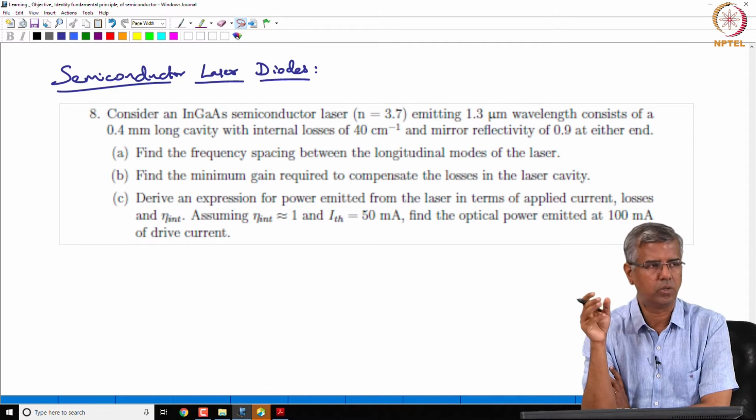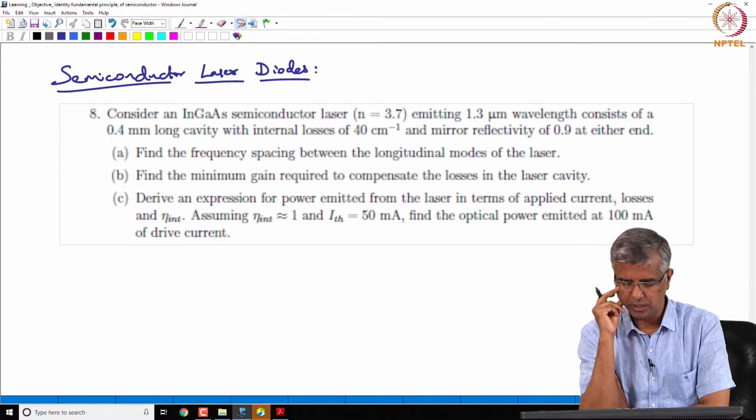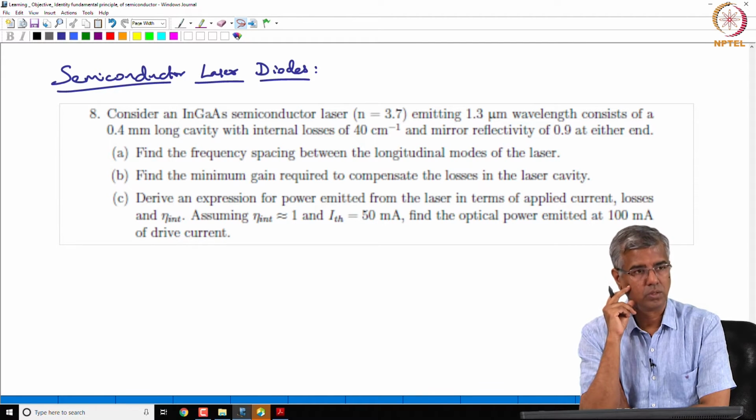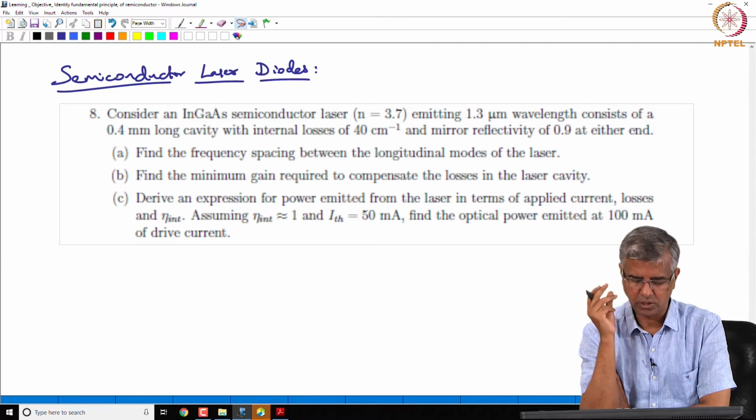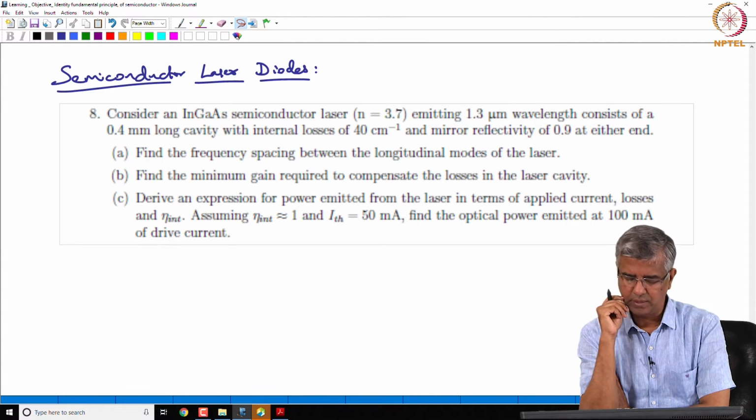So, the mirrors also contribute to the overall cavity losses. Find the frequency spacing between the longitudinal modes of the laser. That should be relatively easy to do. We know that it corresponds to c over 2nL. So, n is given, L is given, so it is just a direct substitution.